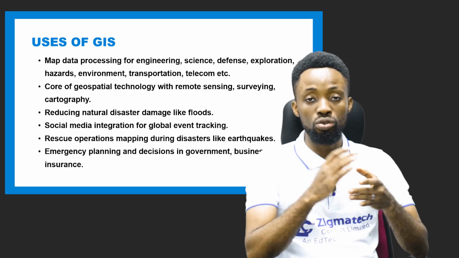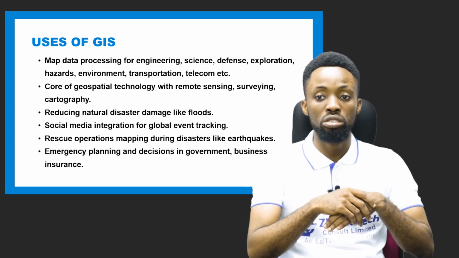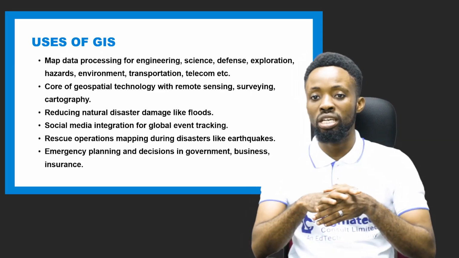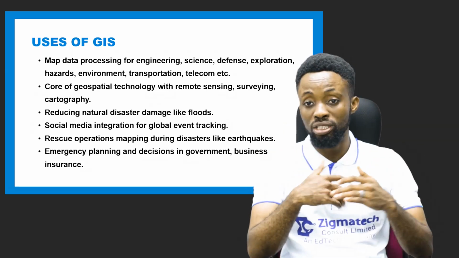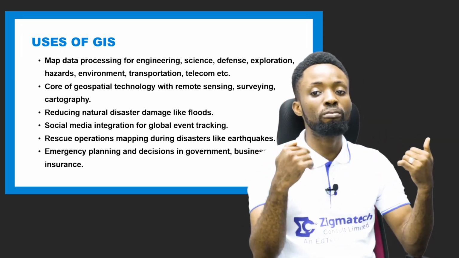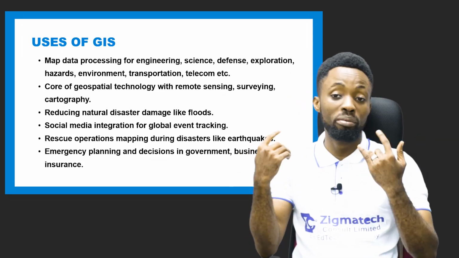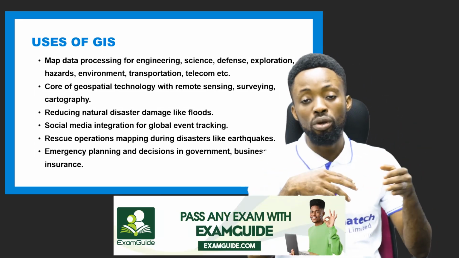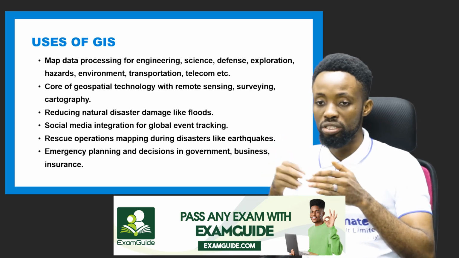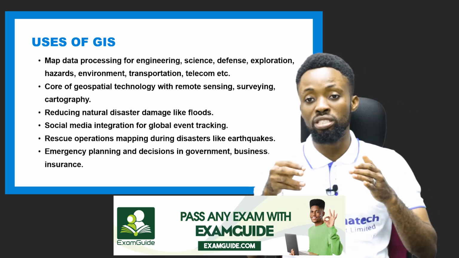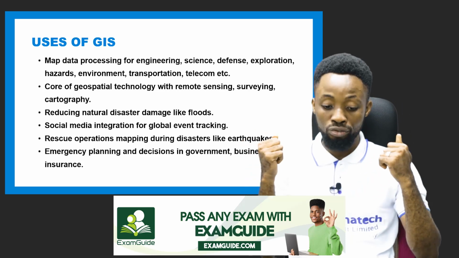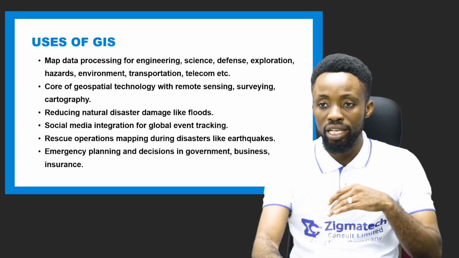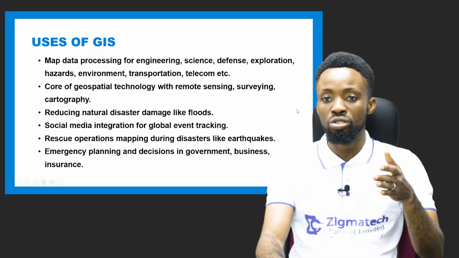The government also uses GIS to make decisions. You look at a particular place hit by a sudden occurrence like flooding and the rest. With the help of GIS, the government can easily make an emergency plan, and they can also make other decisions that will help their policies. And also in business and insurance, they make use of GIS to make their decisions and planning. So let's look at the other use of GIS.